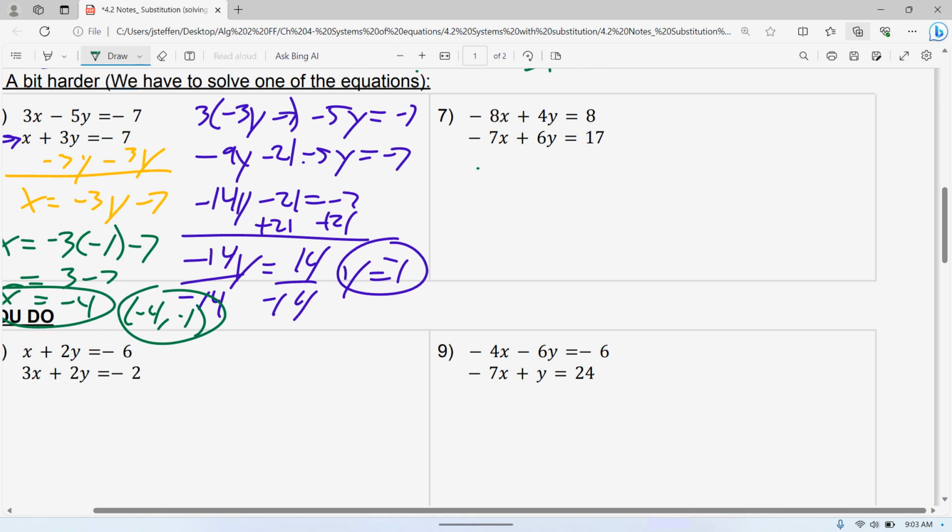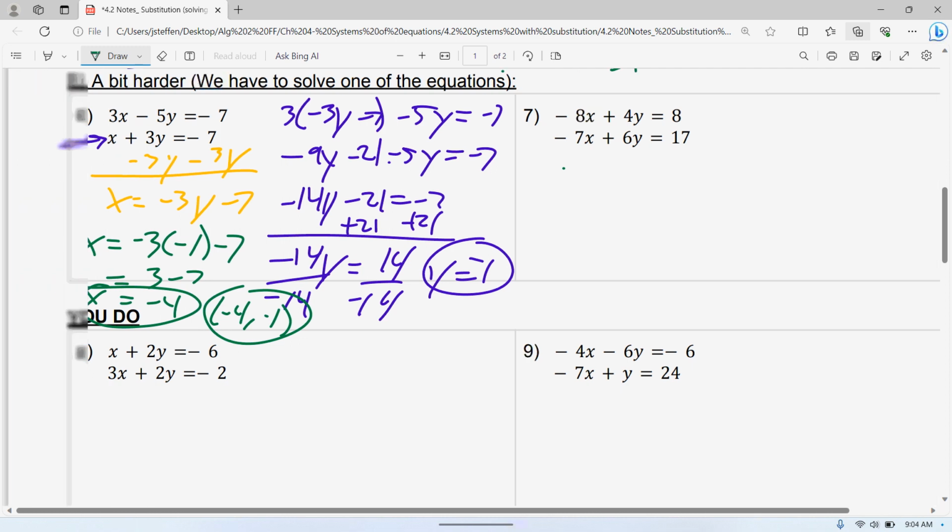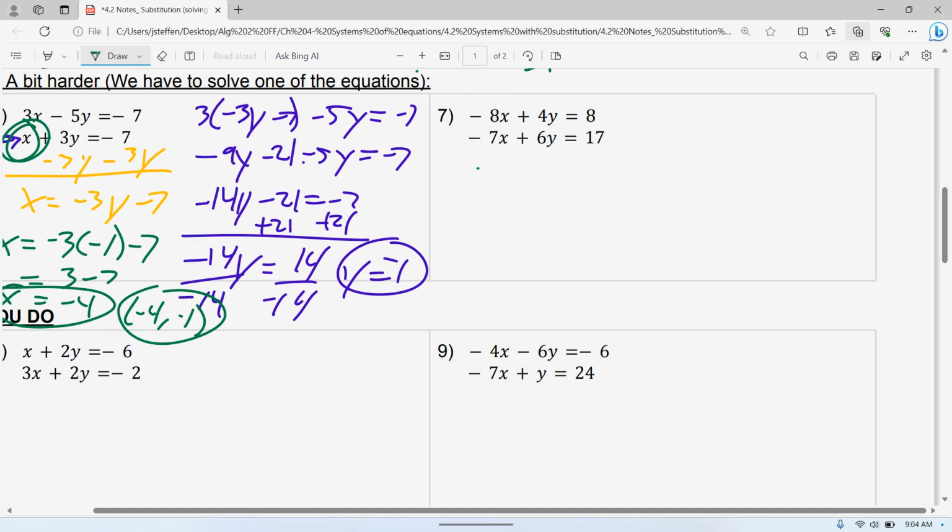On this one, I'm actually going to skip number 7, because this is one that honestly I would use elimination for. Technically, the way you would do this one is solve for x or y, but the problem is there's not an x or y that's almost by itself like number 6. Number 6, this x is almost by itself. Well, number 7, none of those are like that.